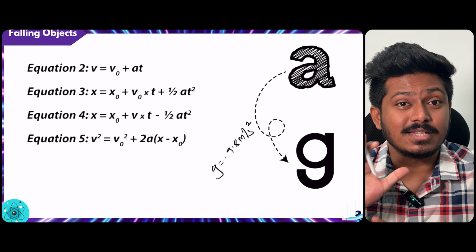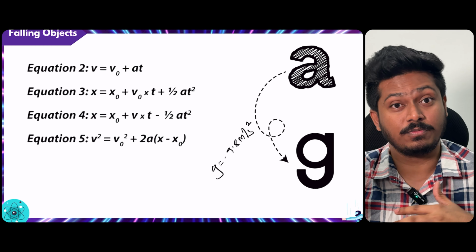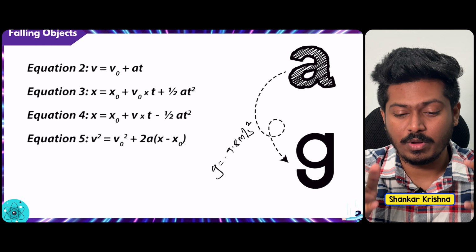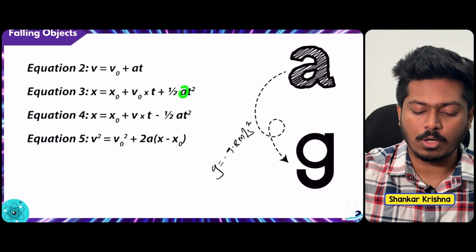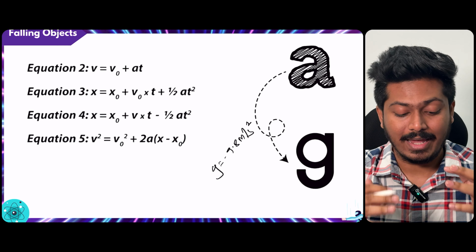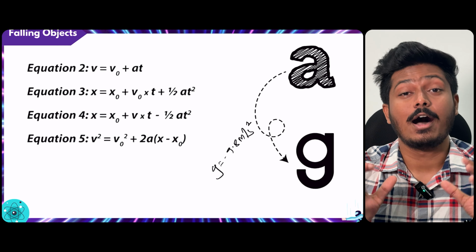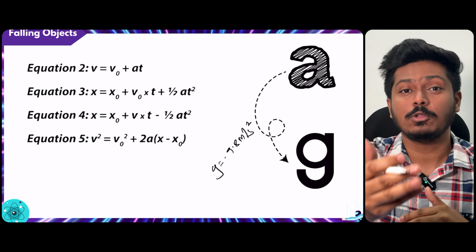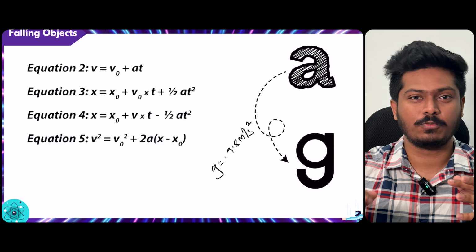So how does this help in finding out the parameters of these objects that are falling freely under gravity? So what do we do with this new information? We replace a in every one of these equations with g, especially negative g, and then we get a new set of equations. I highly encourage you to try this out and write those equations even though you have access to a formula sheet for your AP exam.